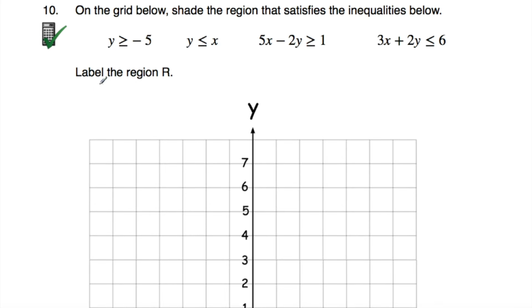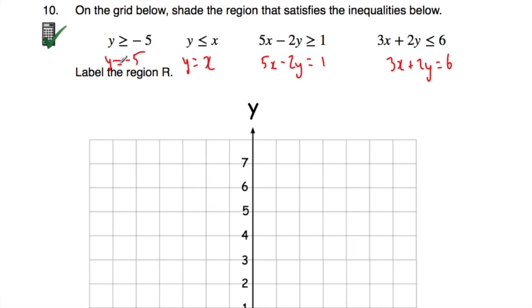Okay, let's look at our next question, question number 10. So question number 10 says, on the grid below, shade the region that satisfies the inequalities below. And we've got 4 inequalities this time. We've got that y is bigger than or equal to -5, y is less than or equal to x, 5x minus 2y is bigger than or equal to 1, and 3x plus 2y is less than or equal to 6. And we've been asked to label that region R. Okay, so first of all, let's draw the graphs of y equals -5, y equals x, 5x minus 2y equals 1, and 3x plus 2y equals 6. So let's draw those on the grid below.